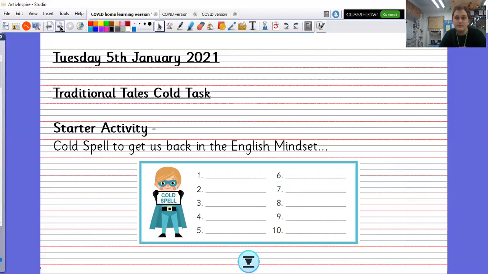Now, remember, you need to use your growth mindset with these spellings. You may not know them. They're called common exception words. That means that they are quite tricky to sound out, but you may know how to spell them, and that is fantastic. Just give it your best shot. It's only 10 words, and remember, this is our cold spell. So we will complete these spellings again at the end of our English unit when you're back at school, and we will see incredible progress.